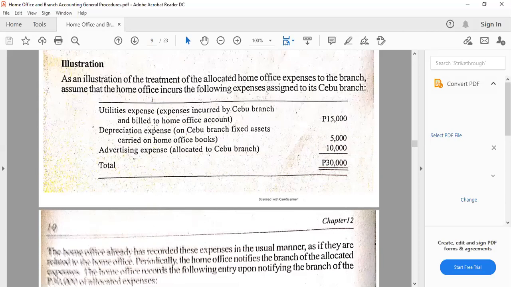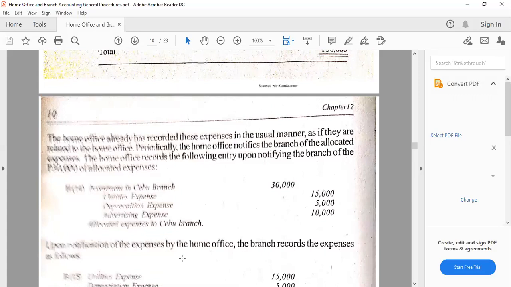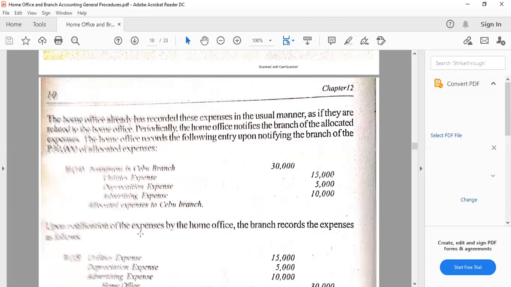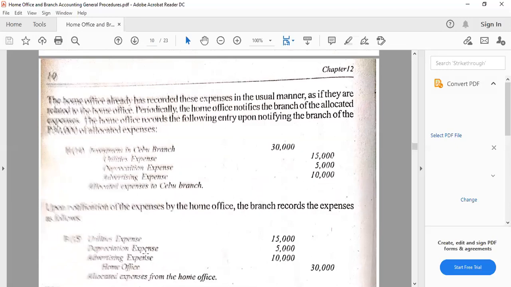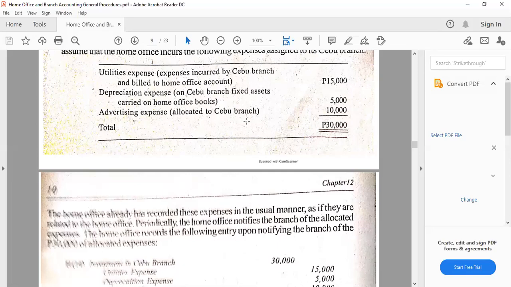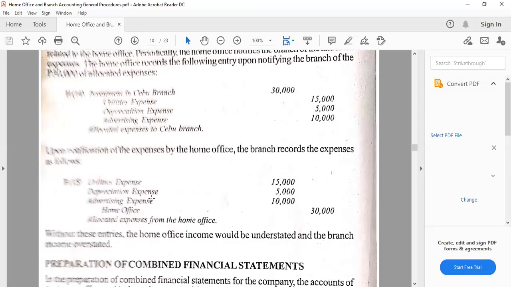For the first item, utilities, the expenses were incurred by Cebu branch but billed to the home office. So the home office actually would have to pay for it because it is billed to it, but the branch will have to share and reflect the expense. So that's why it is credited here and debited here, addition to expenses of the home office. Then the second one is depreciation expense on the branch fixed assets on the books of the home office, but then should be allocated, should be charged to the branch. And this one is clearly an allocation of common costs. So that's why all are credited and debited to the home office's account here, and prior to that, debited to investment in Cebu branch.